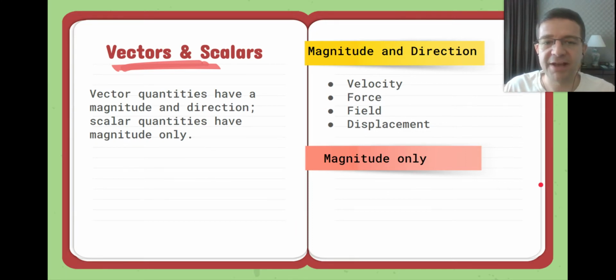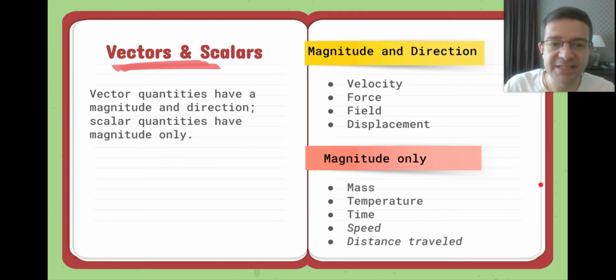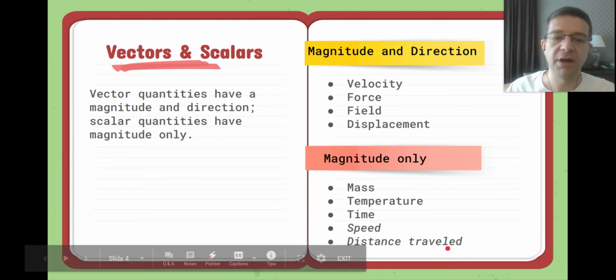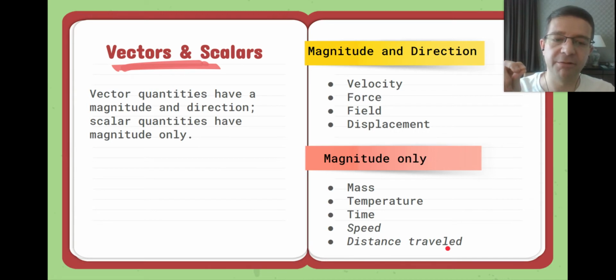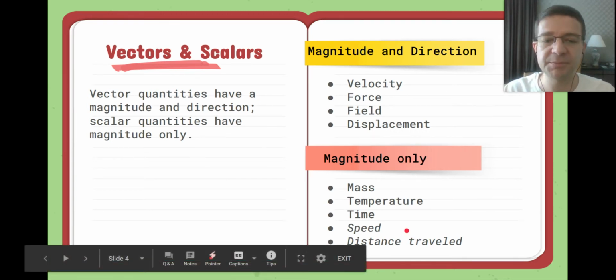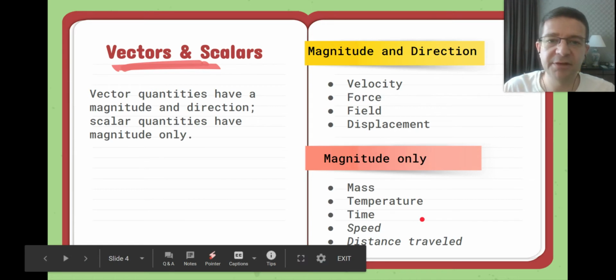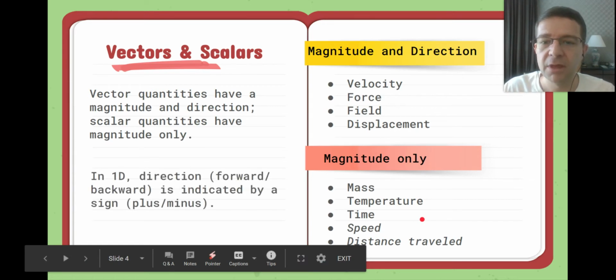On the other hand, you have some quantities that only have a magnitude. Things like mass, 10 kilograms, temperature, 270 Kelvin, time, 10 seconds. And in terms of kinematics, there are also two quantities that in physics we refer to specifically as the magnitude. And that's when we talk about the word speed or distance traveled. And those are going to be in contrast to velocity and displacement, which are the vector quantities.